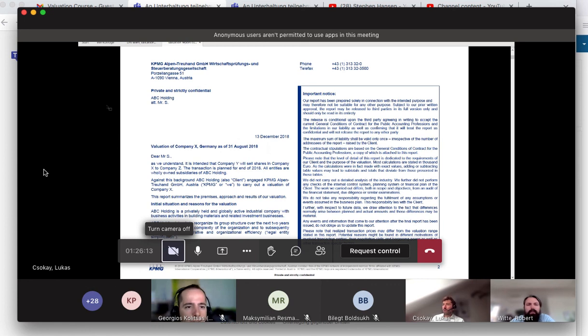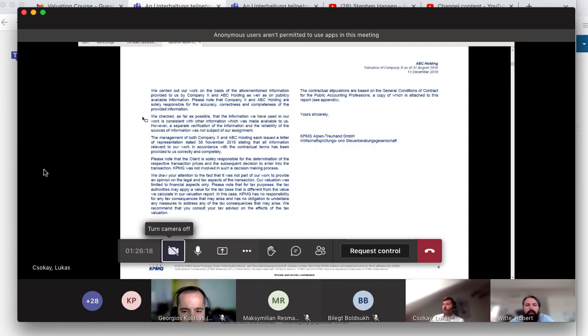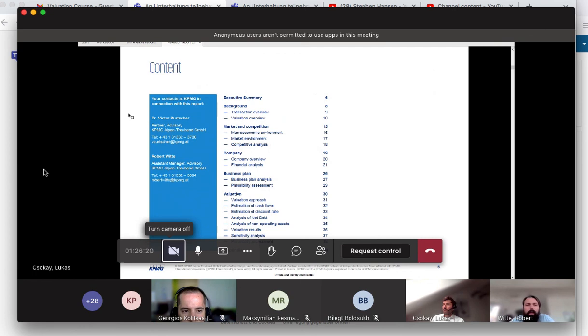So here we start. I mean, we can skip that. I think this is just a formal slide where we say what we do. Here, I think the table of contents is quite interesting because it gives you a sense of what we do and what we consider as important for the valuation, right? In the end, we start with the background. So of course the executive summary, but we start with the background.